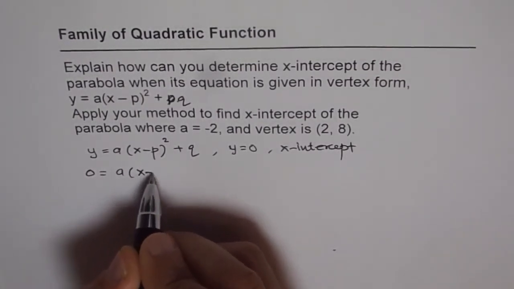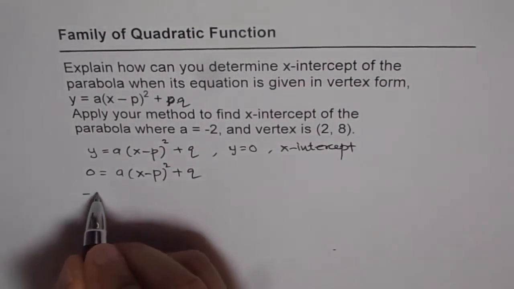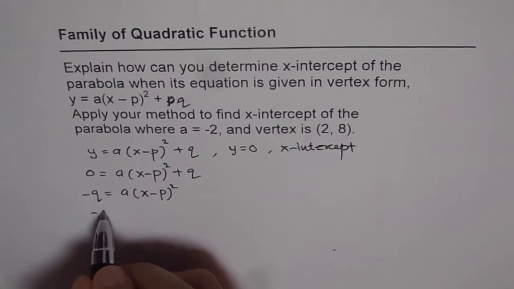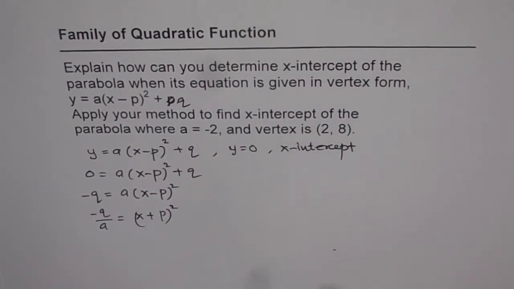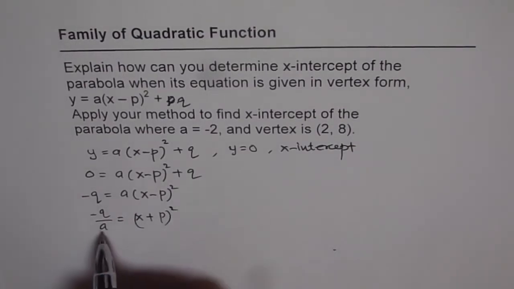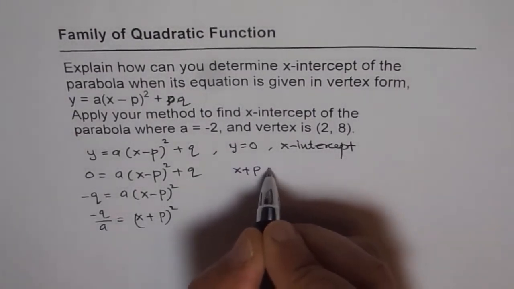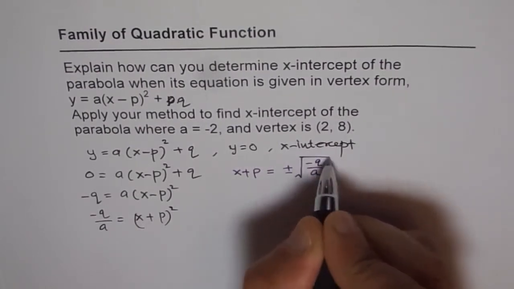So we have 0 equals a times (x minus p) whole squared plus q. To solve this, we bring q to the left side, so it becomes minus q equals a times (x minus p) whole squared. Then divide by a, so we have minus q over a equals (x minus p) whole squared. So I'll continue this on the right side in a different ink. Now we square root both sides. Remember, when you square root, you have to write plus and minus. So we get x minus p equals plus or minus the square root of minus q over a. Do you see that?